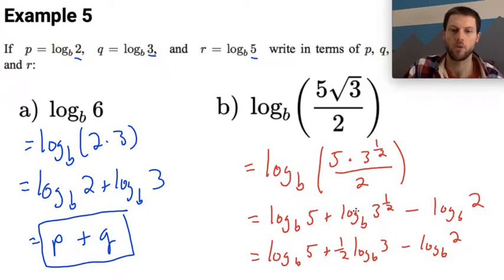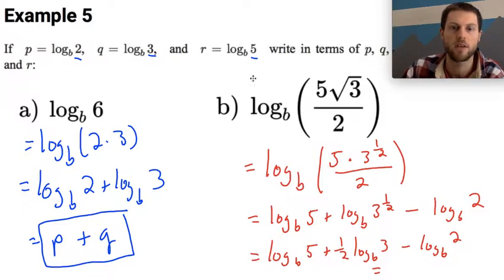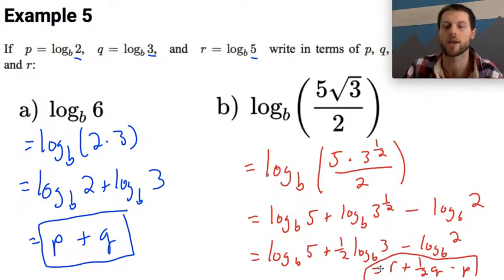And it looks like I'm running out of room here, but I think I might be ready to call this thing quits. This is all going to equal log base b of 5, which is r, so this is r plus 1/2 of log base b of 3, which is q, minus log base b of 2, which is p. So all of this is what I get when I write this in terms of p, q, and r.